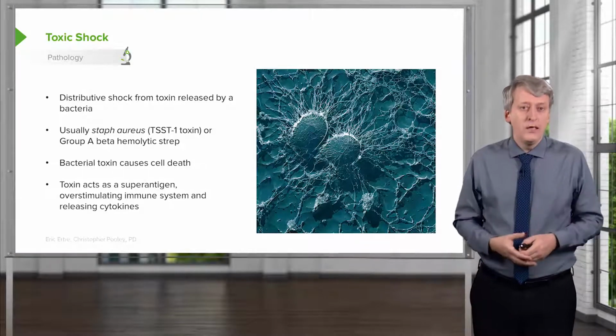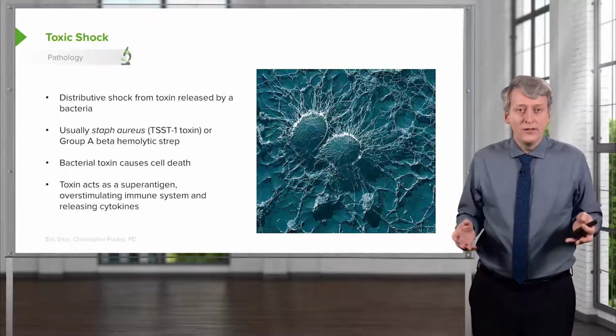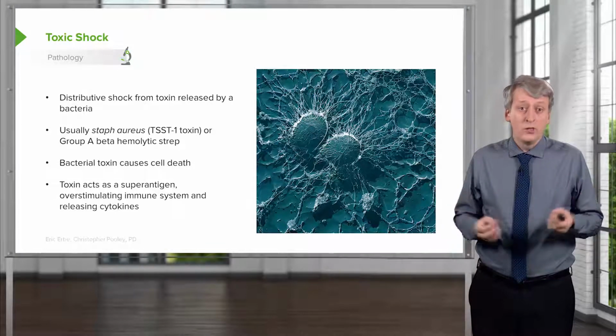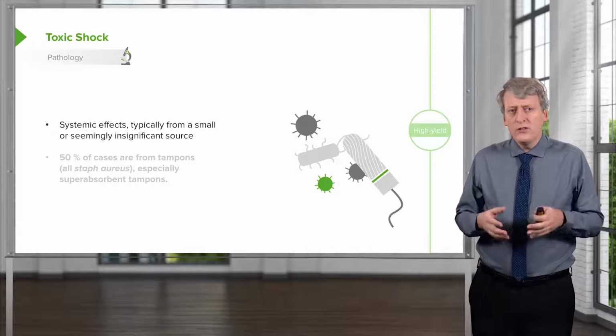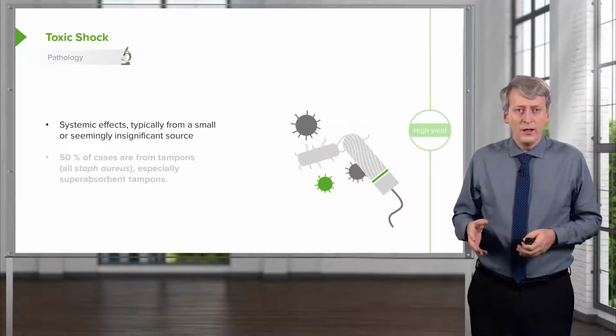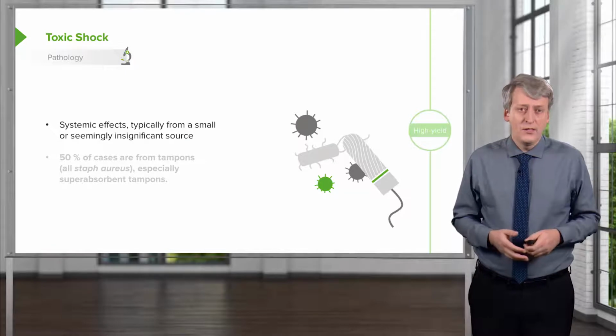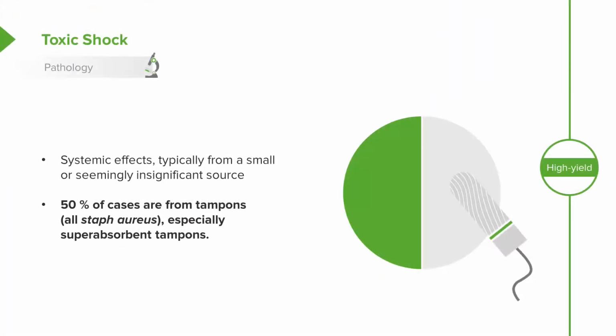They overstimulate the immune system and cause a release of cytokines that causes vascular distributional problems, such as dilatation and increased leakiness. Patients generally have systemic effects, typically from a small or insignificant-seeming source. About half of cases are from tampons. So women who leave a tampon in too long or use a hyperabsorbent tampon can have a staph that colonizes that tampon and grows. The toxin is then released from where those staph are growing, gets into the systemic system, and causes its effect.